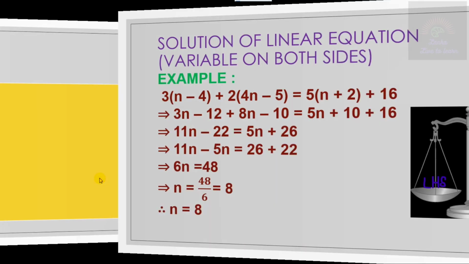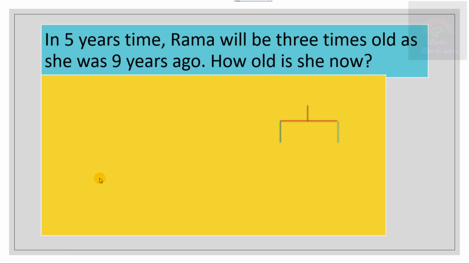Okay, so the next problem is a real life problem. In 5 years time, Rama will be 3 times as old as she was 9 years ago. How old is she now? So this is a real life related problem. In 5 years time, Rama will be 3 times. So how do we solve this problem?